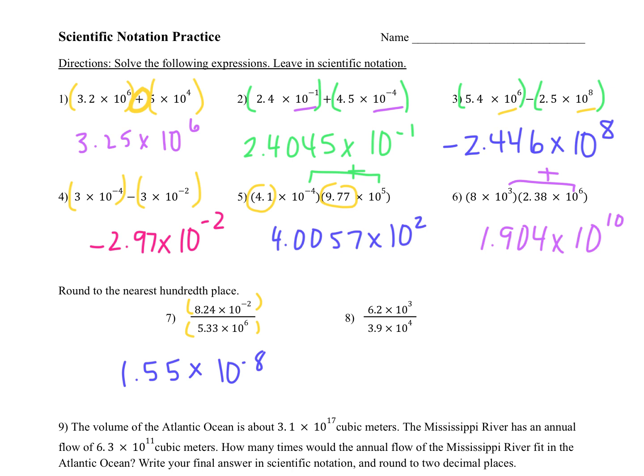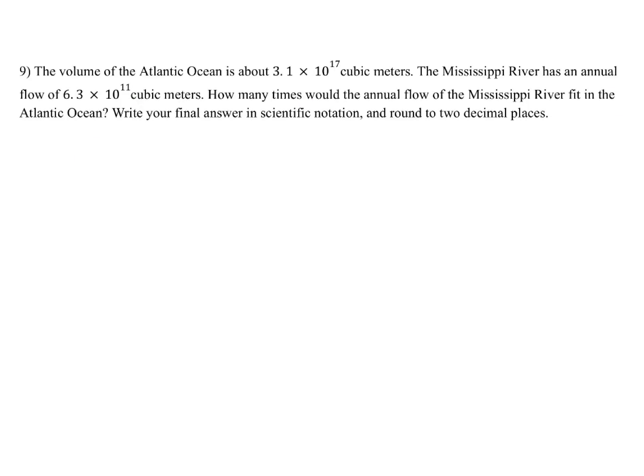And finally, the last one, again, another reminder, use your parentheses. 6.2 times 10 to the third divided by the second quantity. And I got 1.59 times 10 to the negative first. Okay, so just a reminder there, just to use your calculator, be very careful, include the parentheses.